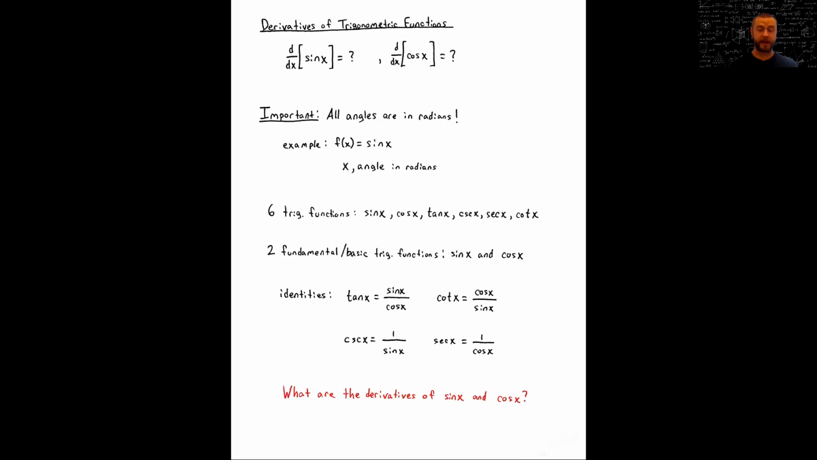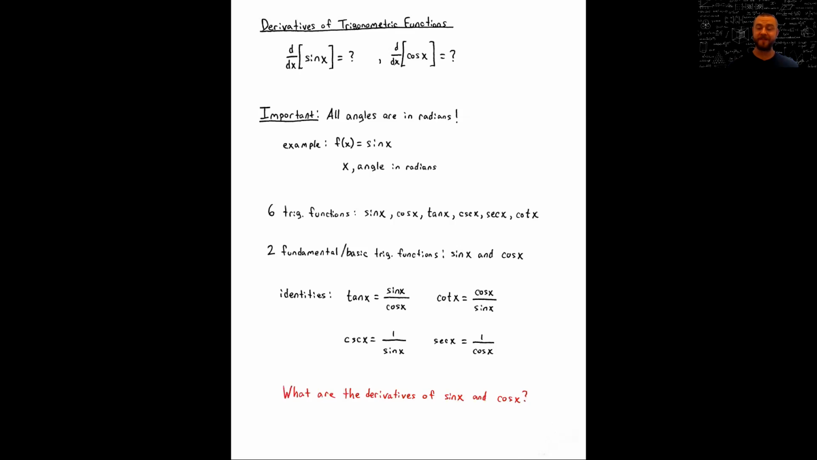Now, let's relate that to what we're emphasizing, that there's really 2 fundamental trig functions. Once we know the derivatives of sine and cosine, we can just apply the quotient rule to find the derivatives of the other 4. Notice here, before we advance, the other 4 trig functions, tangent, cotangent, cosecant, and secant, they are quotients, fractions involving sine and cosine. So once we learn the derivatives of sine of x and cosine of x, we just combine them with the quotient rule, and we get the other 4 trig functions' derivatives for minimal effort.